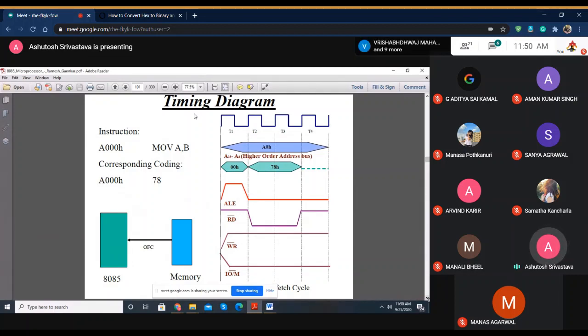Remember, when you're doing an assembly language program for your microprocessor, there are three major functions that you're doing. One is the fetching of data. The second is decoding. And the third part is execution. Fetching, decoding, and executing.